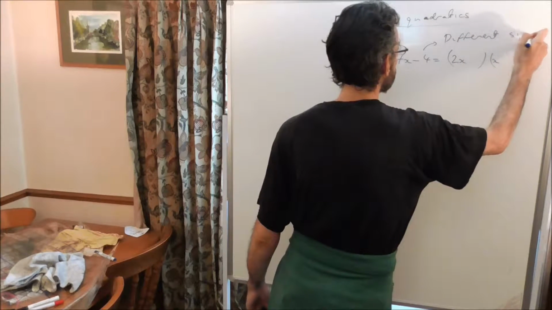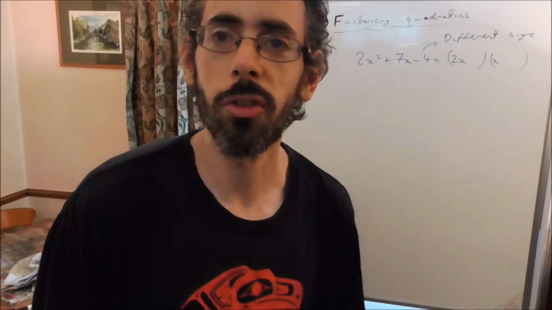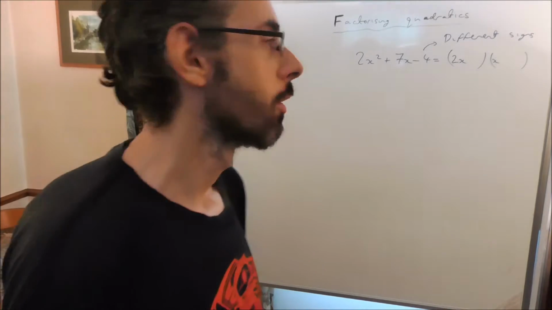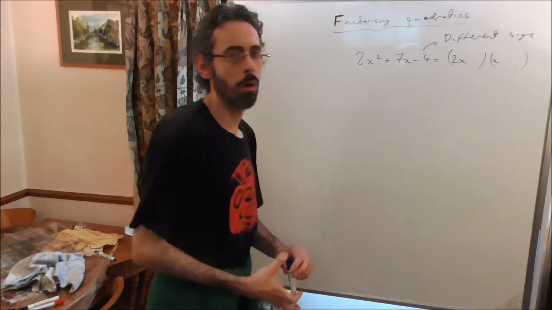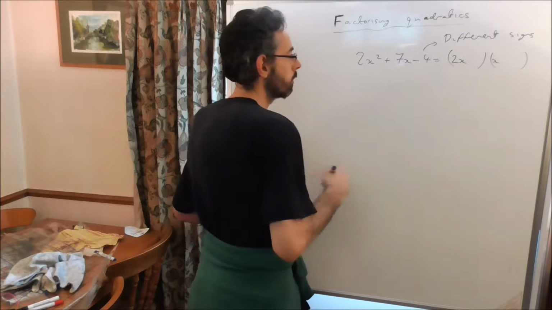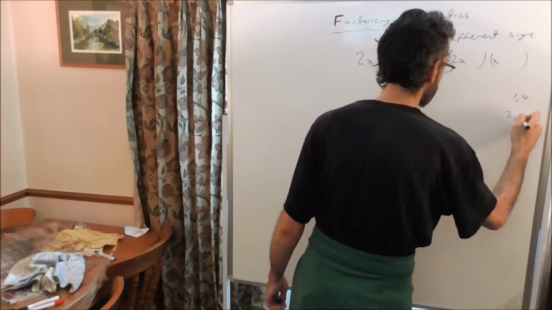Different signs. Now, if you remember from last lesson, if the signs are different, I ignore them for now. I only deal with them at the end. So for now, I'm just going to focus on finding pairs of numbers with a product of 4, and then I'll work out what the signs need to be at the very end. So pairs of numbers with a product of 4. Again, it's just going to be either 1 and 4, or 2 and 2.